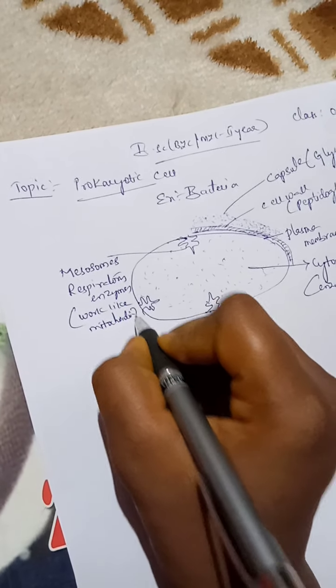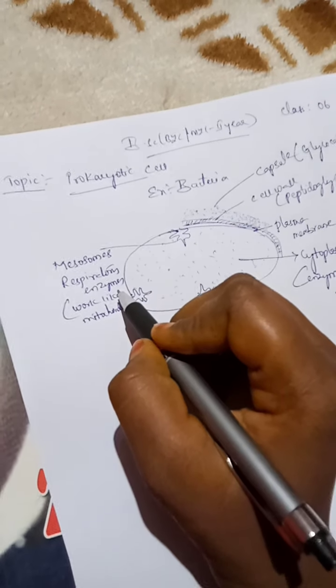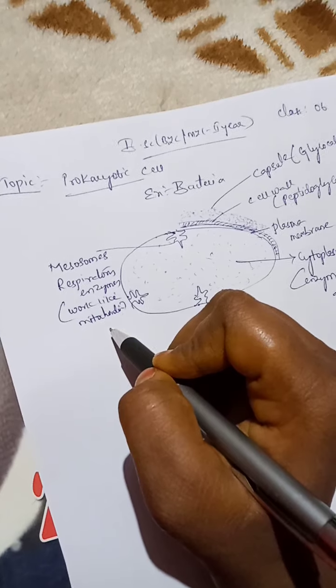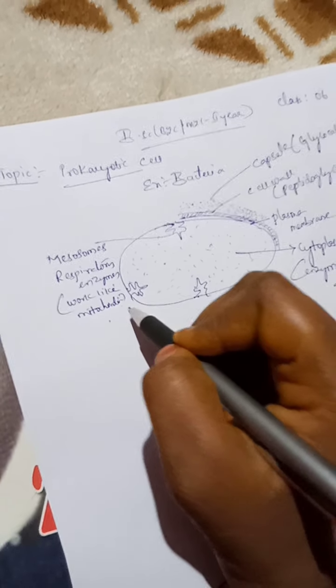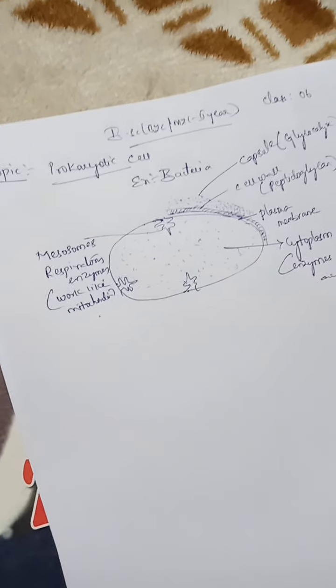In the eukaryotic cell we have discussed the mitochondria, no? But here the mesosomes consist of some enzymes which act like mitochondria, to break down and release the energy. That energy is utilized by the bacteria for growth.